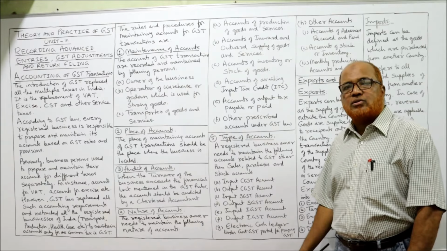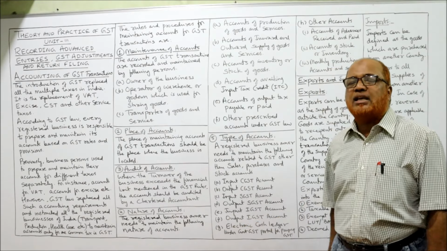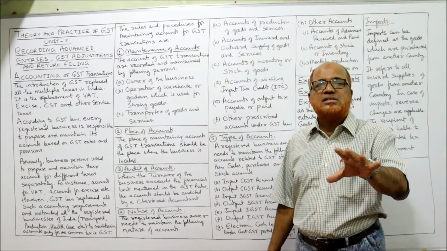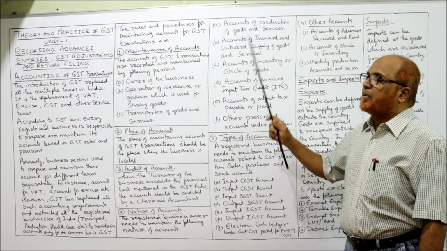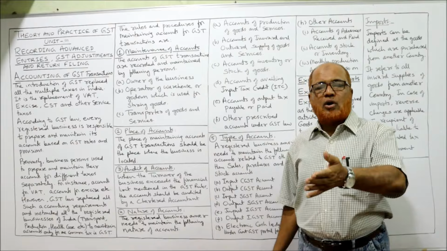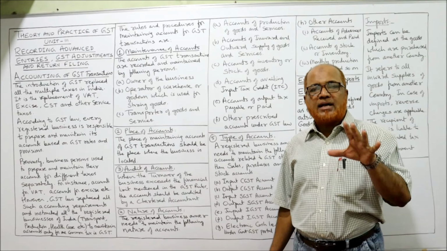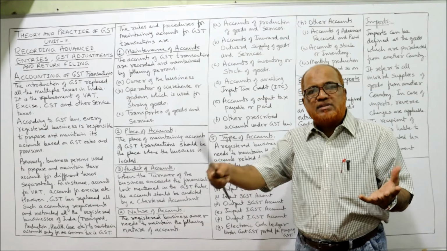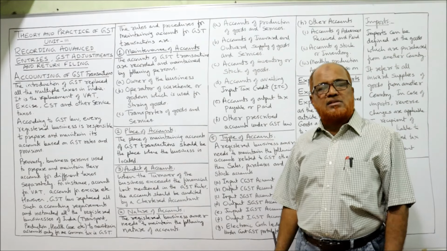Then the fourth one, nature of accounts. The registered business owner needs to maintain the following nature of accounts. The first nature of accounts are accounts of production of goods and services. Most businesses are producers or providers of services, so every business owner has to maintain the accounts of the goods which are produced or the services which are provided. Second, accounts of inward and outward supply of goods and services.